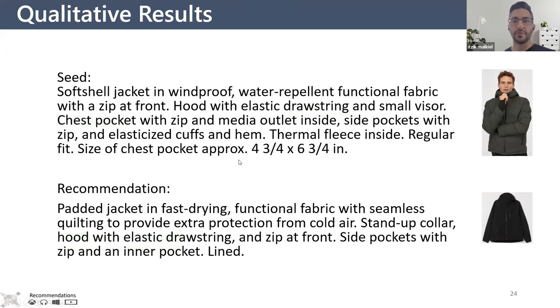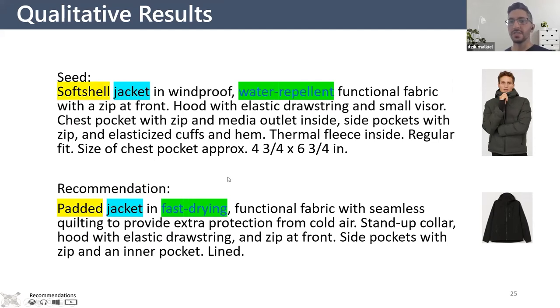This is another example for a jacket seed and a recommendation of another jacket retrieved by RecoBERT. And here BTI highlights and matches between the word jacket from both items, as well as the words soft shell and padded, and the words water repellent and fast drying. So you can get some impression about the complexity of the paragraph and the amount of wording in it that describes each item in these two representative samples.